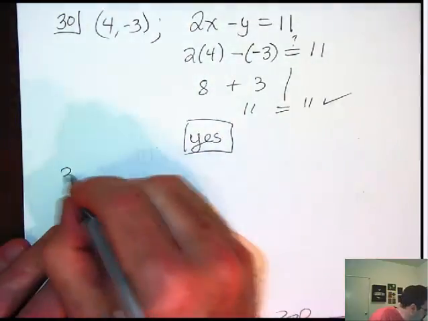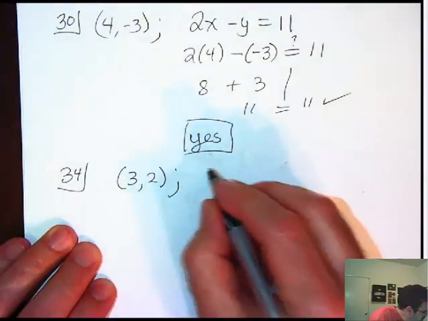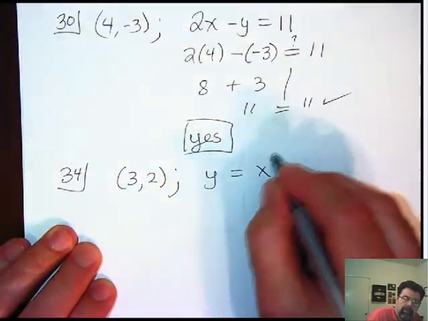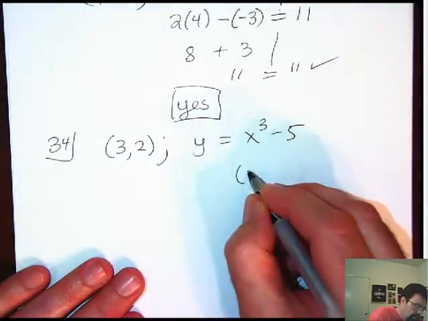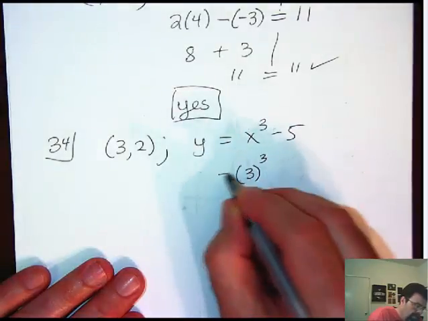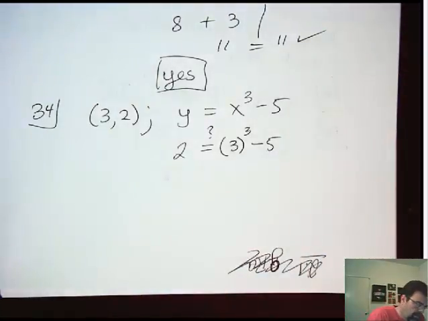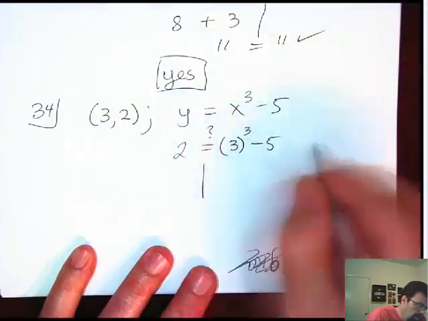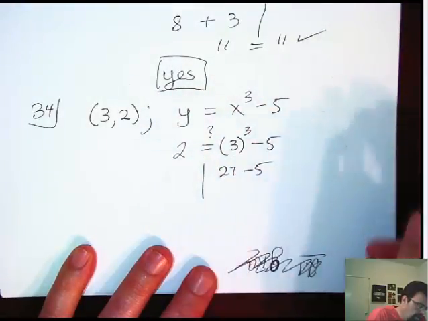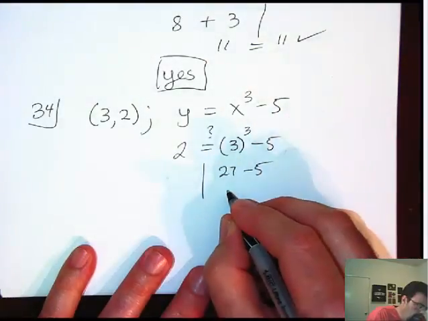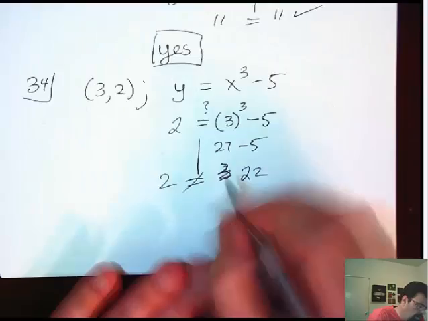How about 34? 3, 2. Y equals x cubed minus 5. So again, the 3 is x, 2 is the y. We're asking this question, is 2 equal to 3 cubed minus 5? So 3 times 3 times 3 is 27, minus 5, which is 22, which is not equal to 2. So no.